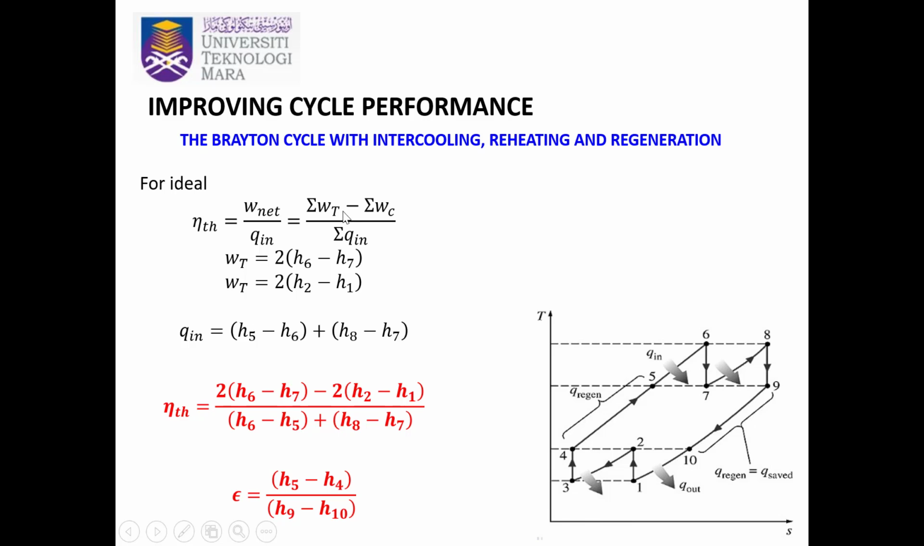So kat sini kita akan ada dua turbine. Kat sini ya. Point 6, 7 akan ada satu turbine. 8, 9 akan ada satu turbine. So kita akan ada dua turbine. So seperti saya cakap tadi, kalau dia adalah ideal, so kita boleh tulis macam ni je lah. Work from turbine written as 2(H6 minus H7).